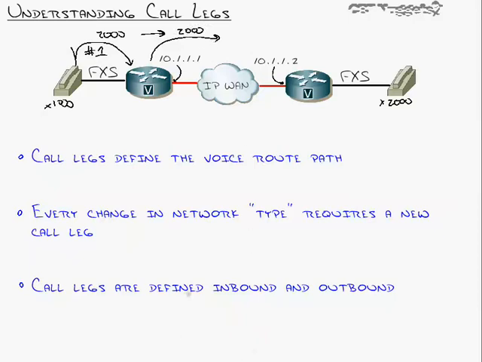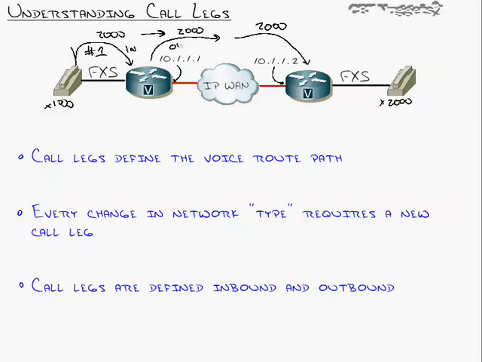Now call legs, you notice this third bullet here, are defined inbound and outbound. So I just placed the call to 2000, and this is where most people get caught. They miss a call leg here because this router over on the right-hand side, we'll call him router 2, now has to receive that call coming into 2000. This dialed out to 2000. This dialed into 2000. So we have call leg number 1, which is inbound right here into the router.